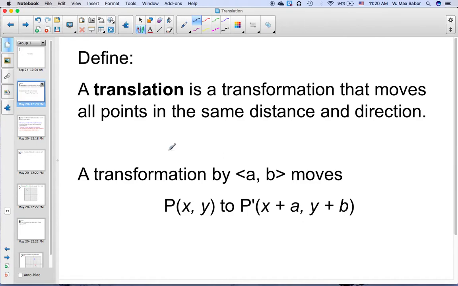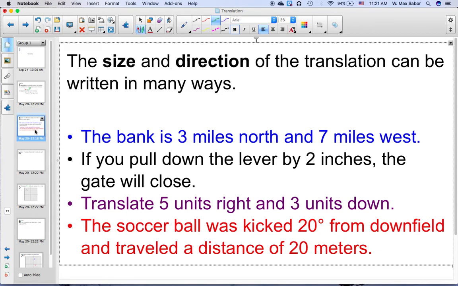So what that's saying is if we start at a certain point, we translate right by a and up by b. And then the new coordinates will be just adding a and adding b. That's all. The size and direction of translations can be written in many ways.